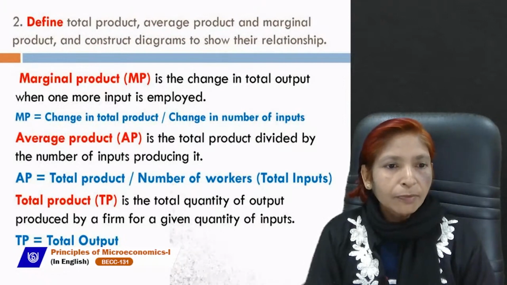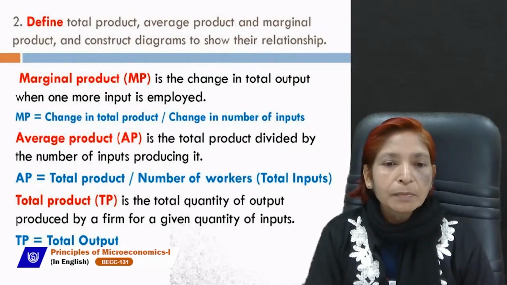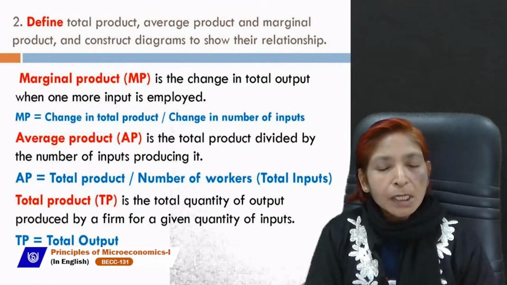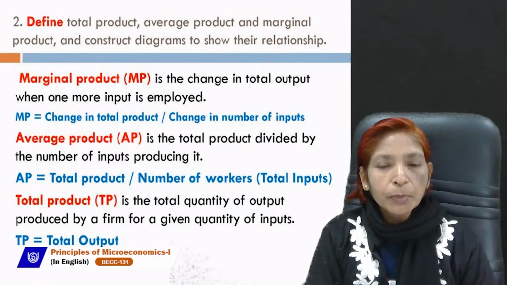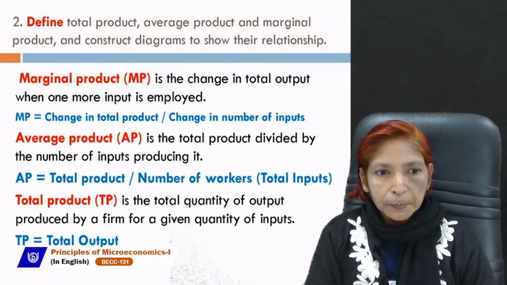The third definition of production is marginal product. Marginal product or marginal physical product is the net change in total output when one more input is employed.